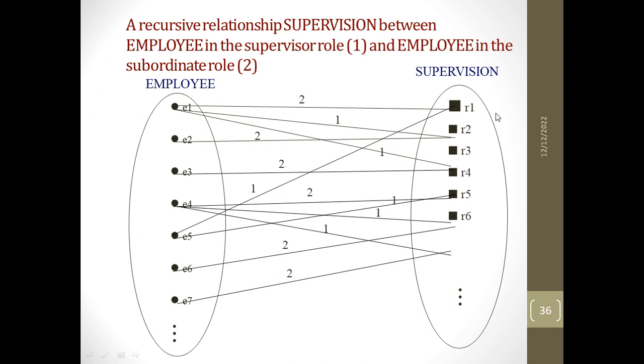See, this is how a recursive relation will look. So it gets mapped to the same entity. This is the relationship and this is the entity.